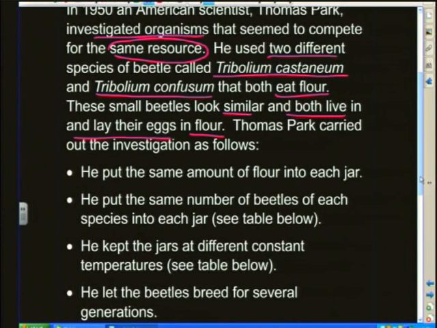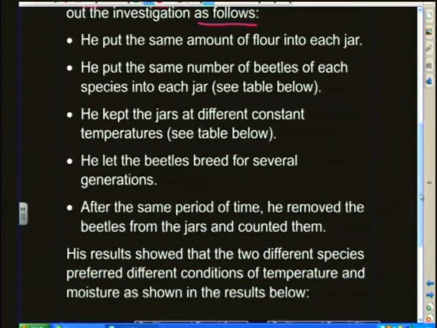It's very hard to distinguish. Thomas Park carried out an investigation as follows. So let's see what he's done. So here we have the methodology of what he did. He put the same amount of flour into each jar.